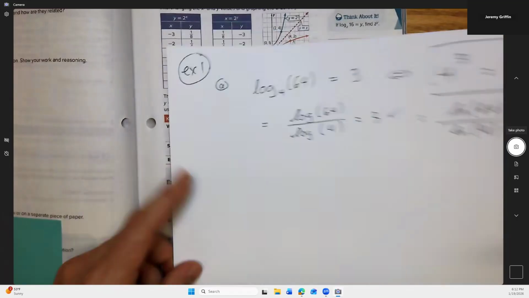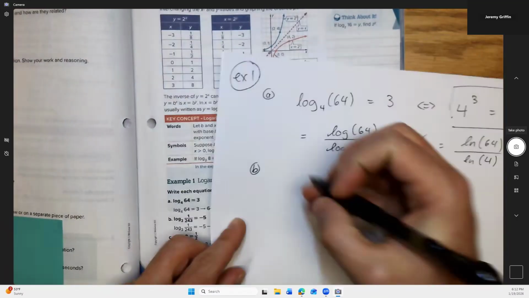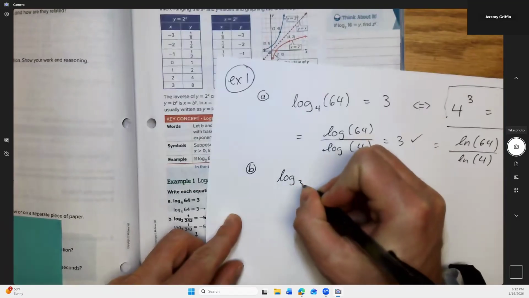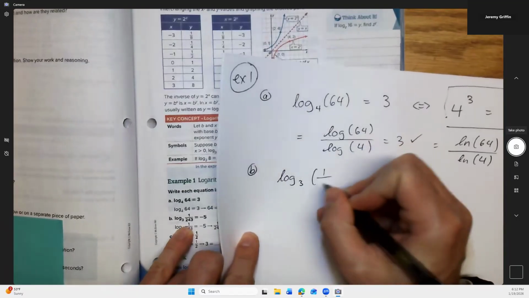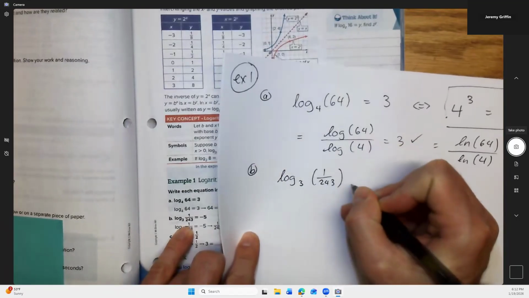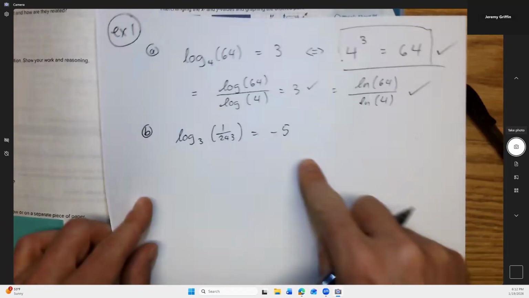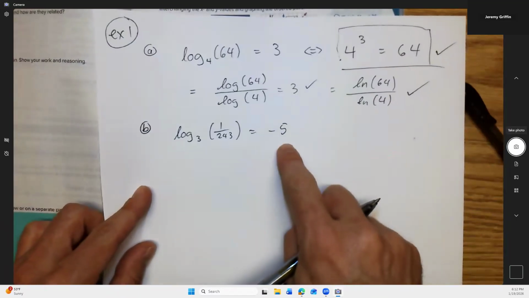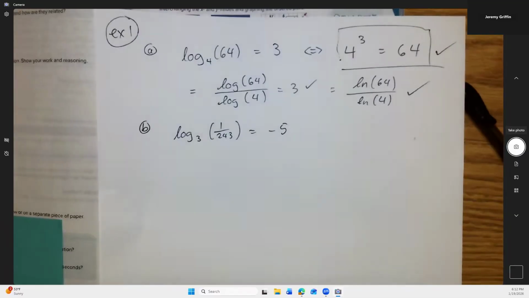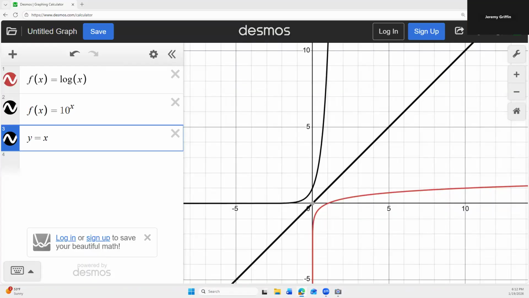What's next? B, we got log base 3 of 1 over 243, and that's all equal to -5. Negative, that's what it's saying. You know what I should have mentioned about negatives is there are domain and range restrictions on exponents and logarithms. Here, let's take a quick look at that.